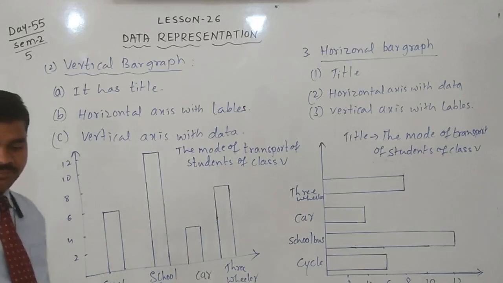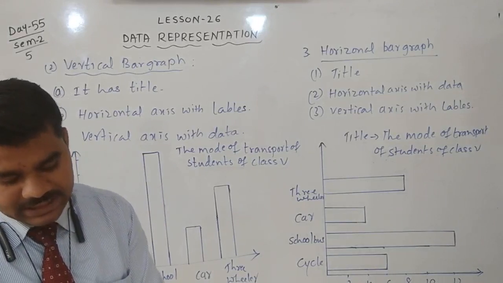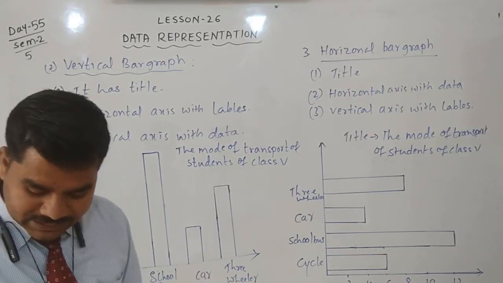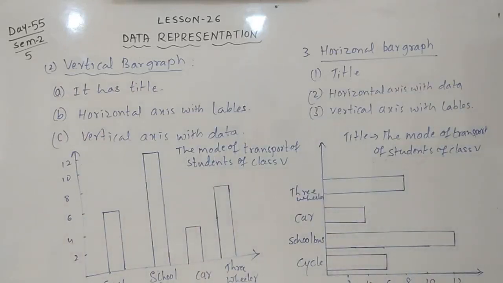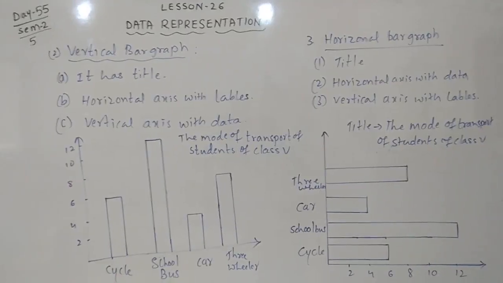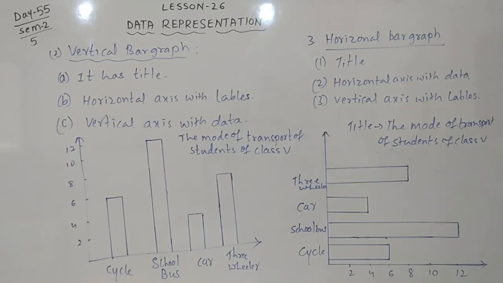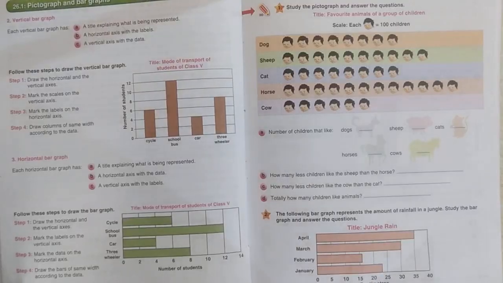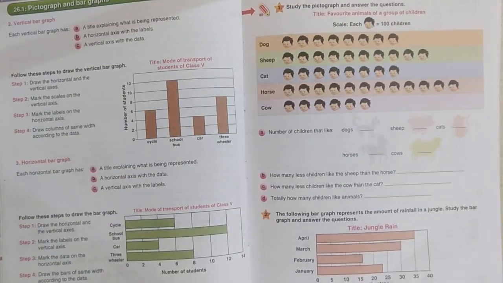Some examples like this are given in your textbook, page numbers 187, 188. Both we will solve. Now open page number 187. Write these two. Downside, you write numbers 2, 4, 6, 8 for this horizontal bar graph, very simple. Study the pictograph and answer the questions.